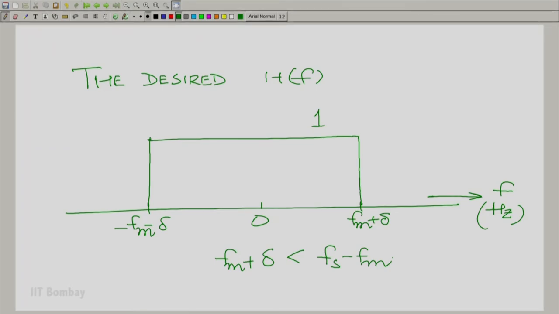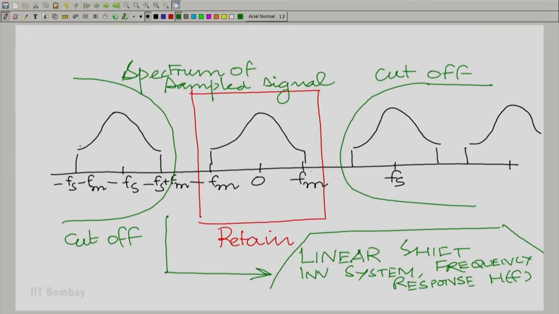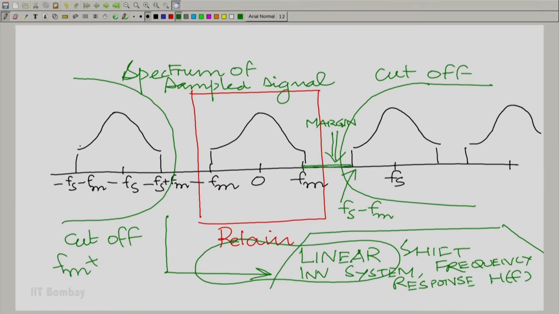If you go back to the previous drawing of the spectrum, you can see that that should be possible. Look at it here. So this is FS minus FM here, and you have this margin, as I pointed out in the previous discussion. As long as you have ensured that FM plus delta remains within the margin, you are doing well. So you are essentially saying here that FM plus delta keeps the cutoff within the margin.